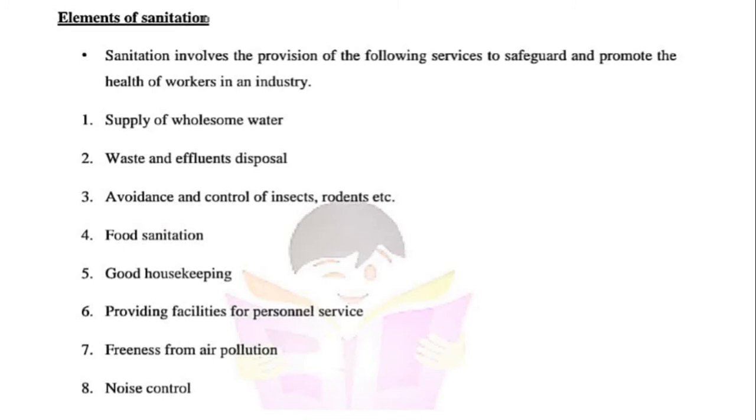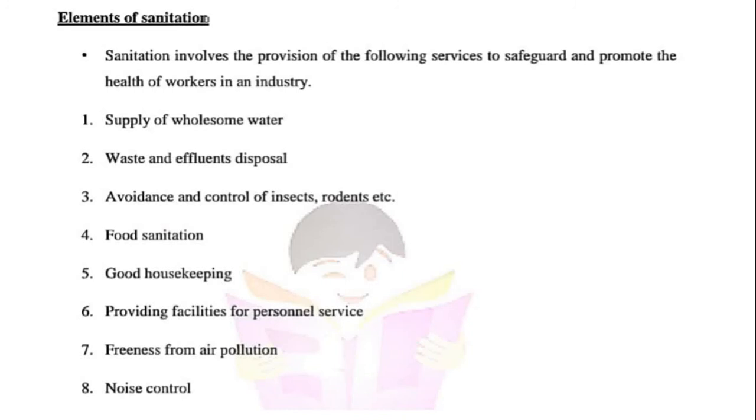After that, the third one is avoidance and control of insects or rodents. Insects play a significant role in the transmission of disease. Lack of cleanliness contributes to insect breeding. The most direct method of dealing with insect infestation is to eliminate their breeding places. Rats and insects should be eliminated by keeping the place clean. Insecticides may be used.